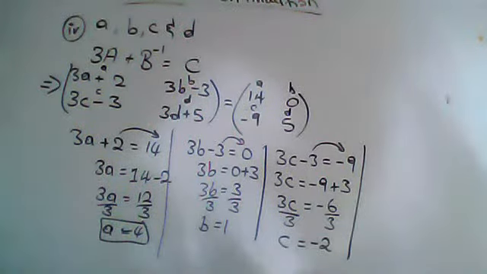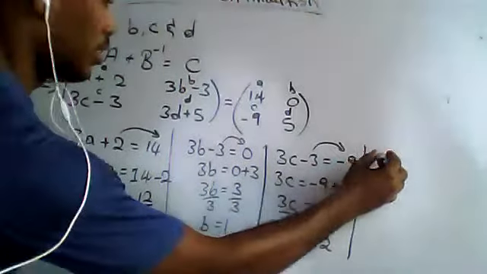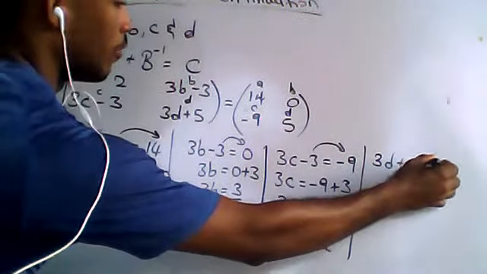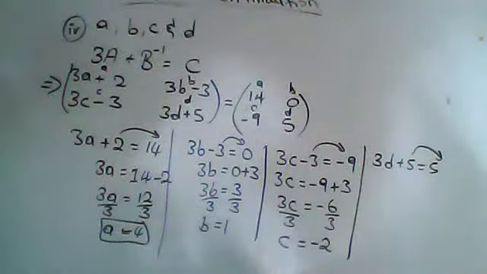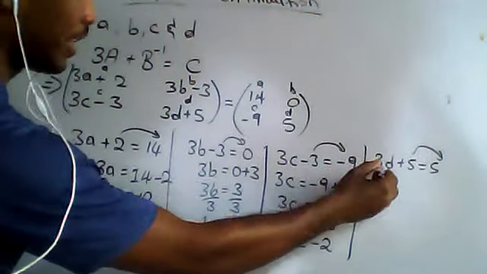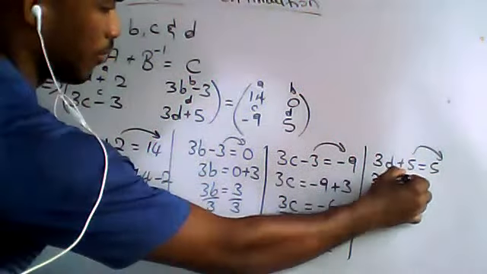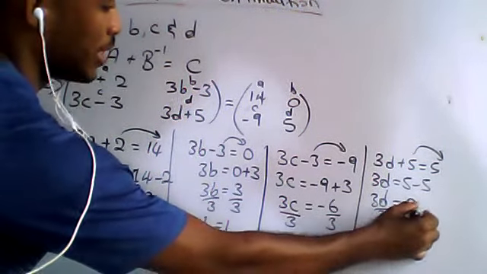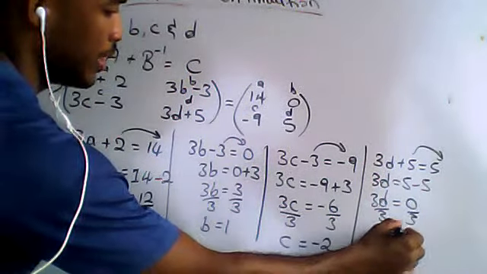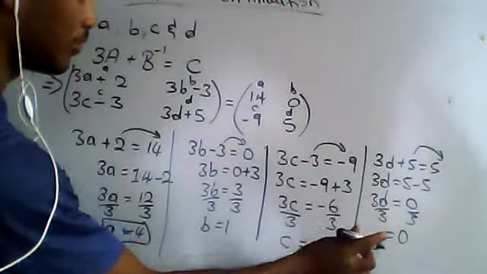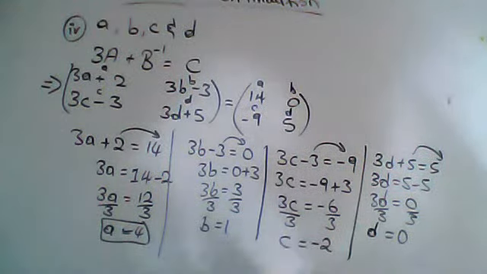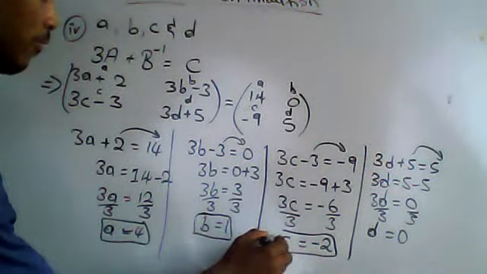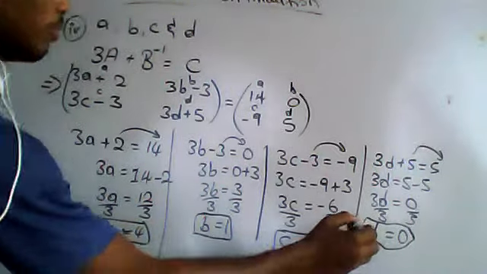Now the value for D. We're going to have 3D plus 5 equal to 5. We're going to collect like terms. So this is a positive 5. When it goes over, it turns negative. So I'm going to have 3D equal to 5 minus 5. So we're going to have 3D being equal to 0. Divide both sides by 3. D is going to be 0. So those are the values for A, B, C, and D. A is equal to 4. B is equal to 1. C is equal to negative 2. And D is equal to 0.